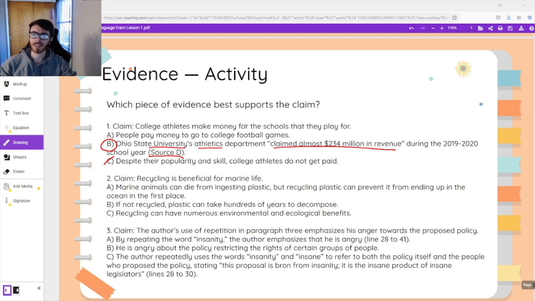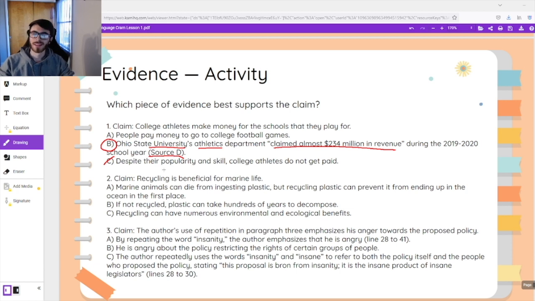Claim: Recycling is beneficial for marine life. That's our claim. A. Marine animals can die from ingesting plastic, but recycling plastic can prevent it from ending up in the ocean in the first place. B. If not recycled, plastic can take hundreds of years to decompose. C. Recycling can have numerous environmental and ecological benefits. You know the drill. Give it a pause, try to figure it out, and then unpause when you're ready.